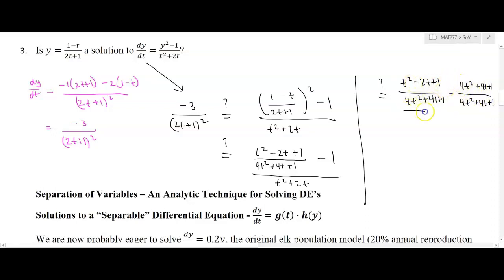And now we can subtract the numerators. This is all over t squared plus 2t. So you can see this just can sometimes involve quite a bit of algebra. T squared minus 4t squared is minus 3t squared. Negative 2t minus 4t is negative 6t, and 1 minus 1 is 0. And this is all over 4t squared plus 4t plus 1. Whoops, let me try that again. 4t squared plus 4t plus 1, all over t squared plus 2t.